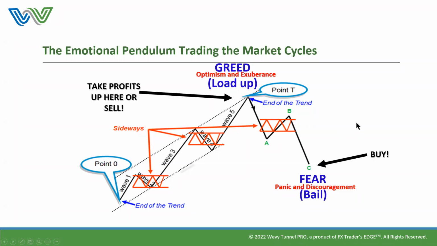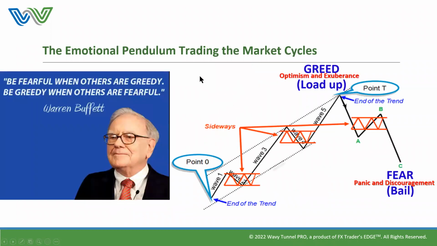So we want to buy down here and we want to take profits or sell up here. Warren Buffett said, be fearful when others are greedy, be greedy when others are fearful. That is a contrarian statement, and that's what we need to do. So we don't want to be greedy up here. We want to be fearful up here, and we want to be greedy down here.